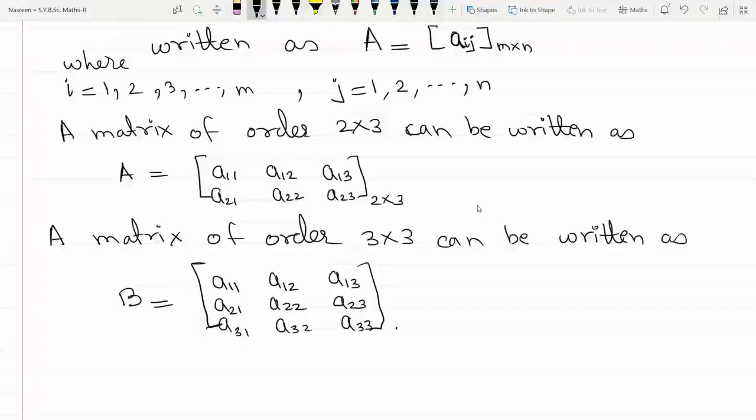In the next video, we are going to see the types of matrices, different types of matrices.